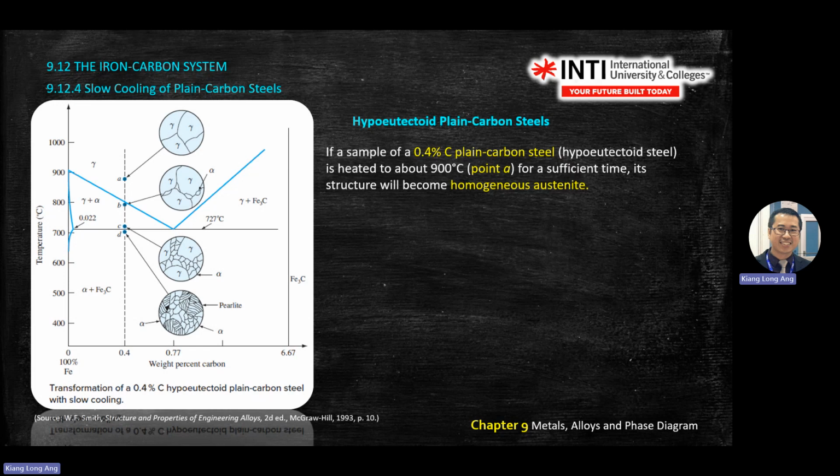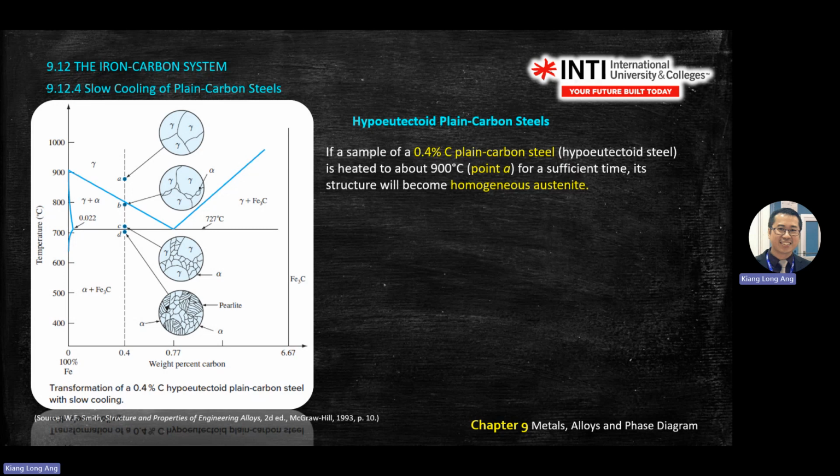So this one is alpha. So it drops down, then you see the alpha at the line there. Then it grows bigger and bigger. Then when you reach just before 727, you see the alpha growing at the grain boundary there. So you will try to squeeze the gamma out. Then you drop below 727, you will see pearlite already. Means all the gamma will flip to alpha plus the carbide, Fe3C.